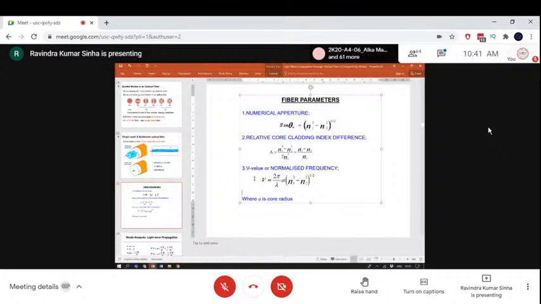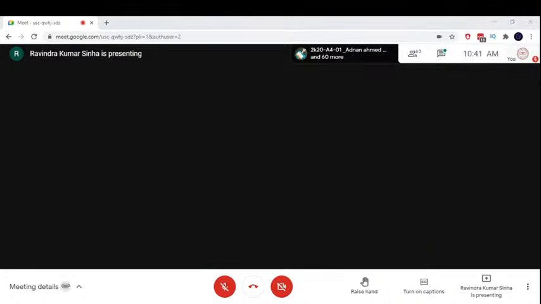It may satisfy that 2.4048 condition, but if you reduce this to blue wavelength, then this term will be increasing. It can become more than 2.4048. Then it will become this multimoded fiber. So these are three important parameters used in the fiber.